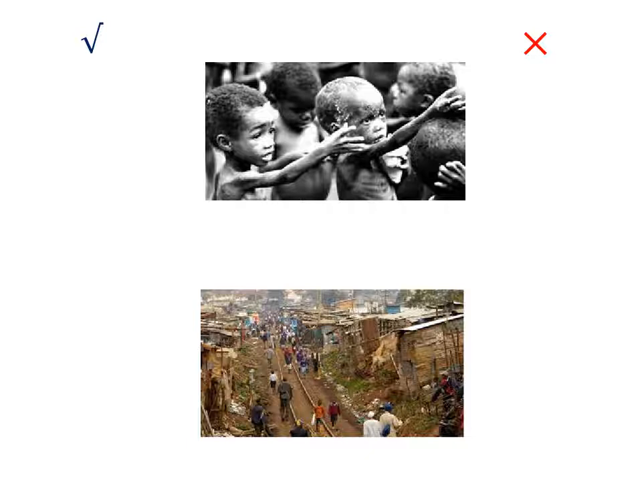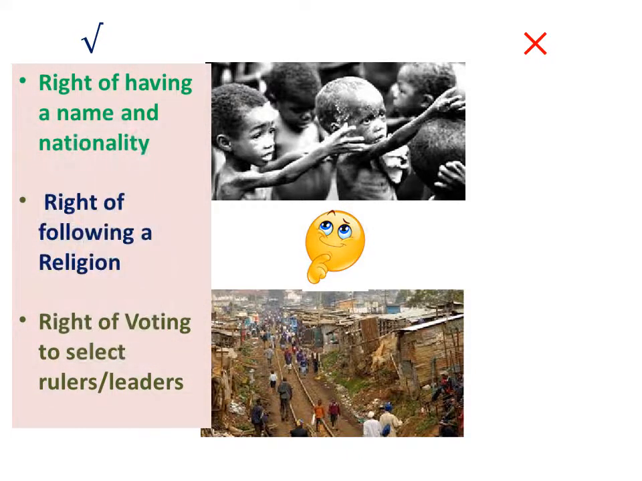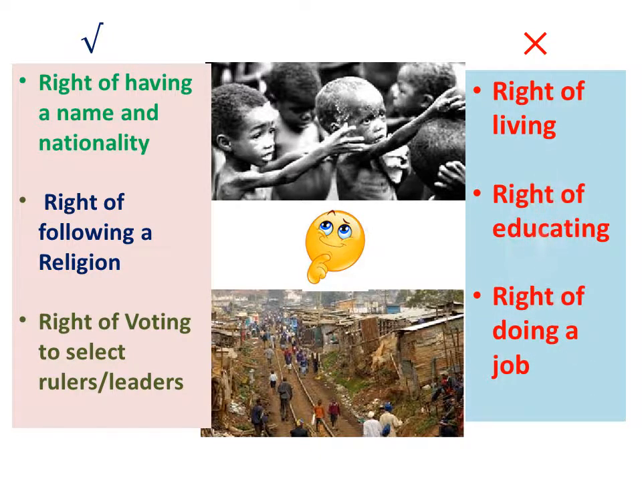And if we compare these two situations, both of us have got the right of having a name and nationality, right of following a religion, right of voting to select rulers or leaders, but they have not got the right of living, right of educating, right of doing a job. So these are the differences.